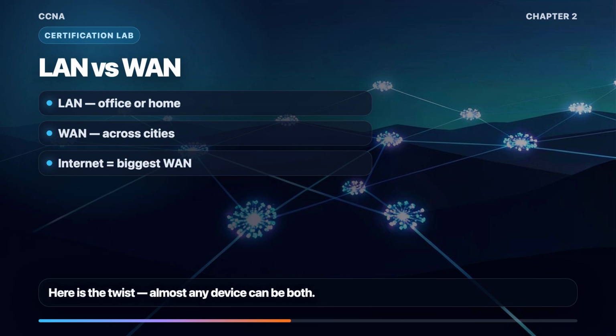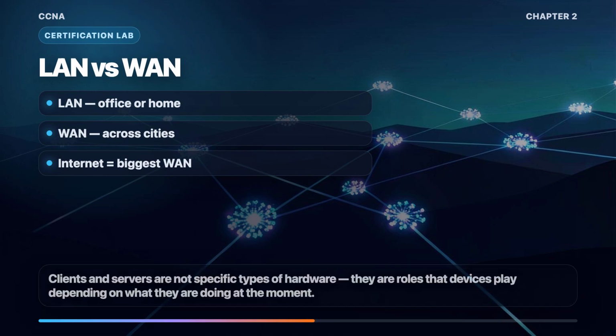Almost any device can be both. If you share a file from your laptop to a colleague, your laptop is acting as a server. If your colleague sends you a file, your laptop becomes the client. Both are clients when they browse the internet. Clients and servers are not specific types of hardware. They are roles that devices play depending on what they are doing at the moment.